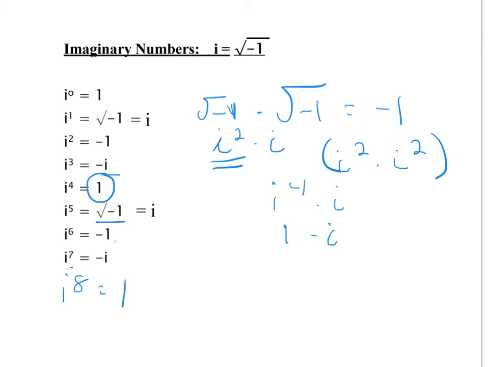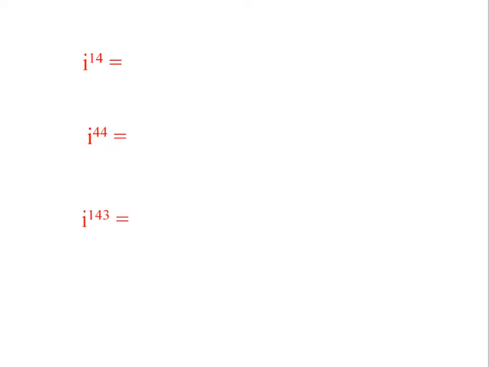Notice we have a pattern of i, negative 1, negative i, 1, i, negative 1, negative i, 1. i to the ninth would be, once again, i. So for i to the 14th, we just have to take out the biggest multiple of 4. i to the 14th is equal to i to the 12th times i squared. Well, i to the 12th is 1 because 12 is a multiple of 4.